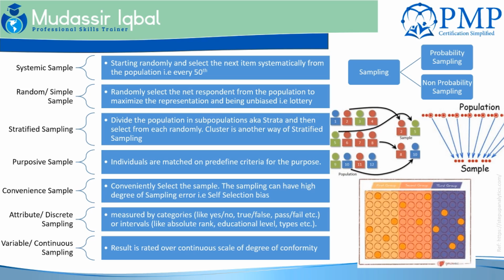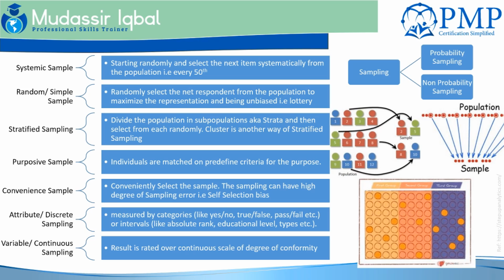The next one is random. Randomly select the next respondent from the population to maximize the representation and being unbiased. So you will be selecting any without any bias or pre-assumptions or any questionnaires or anything. This is like a lottery.